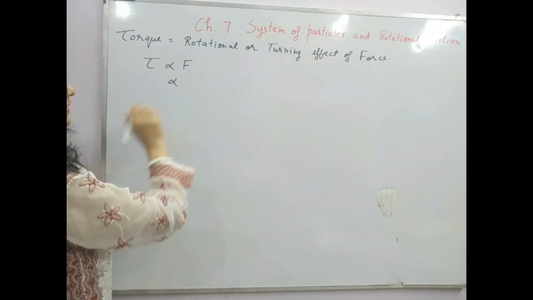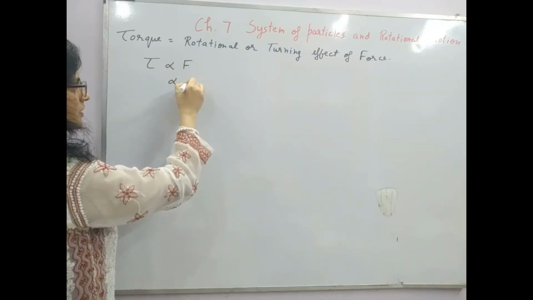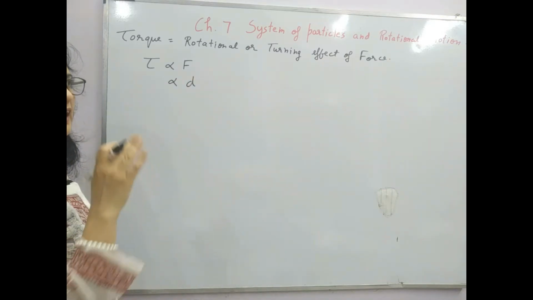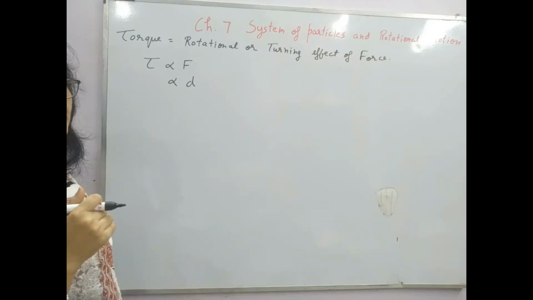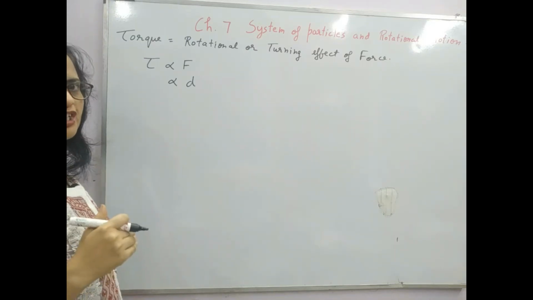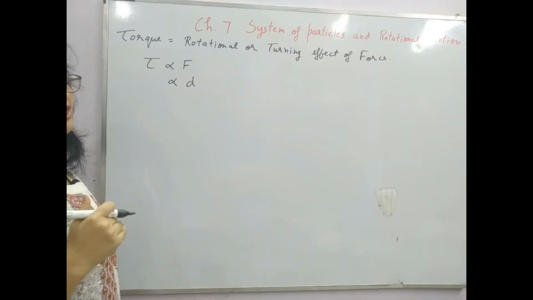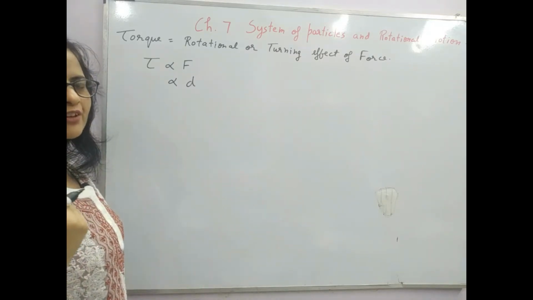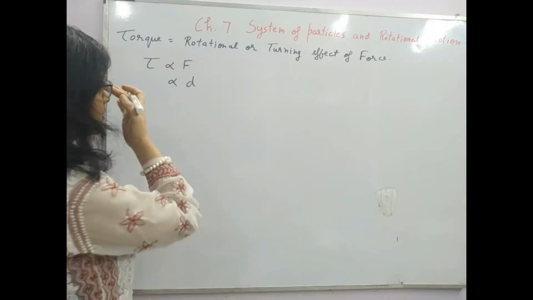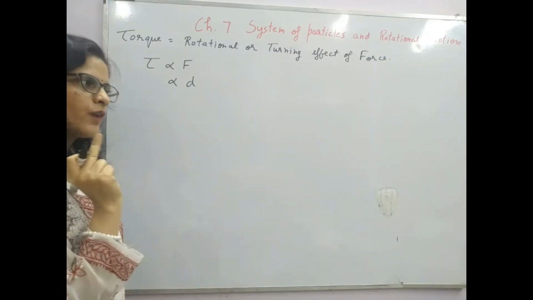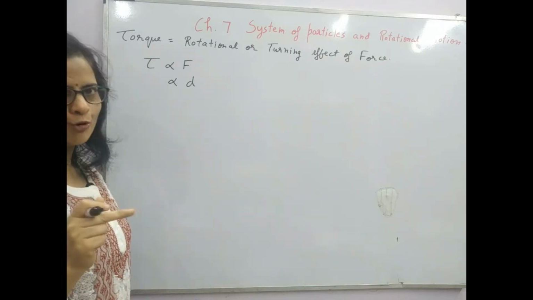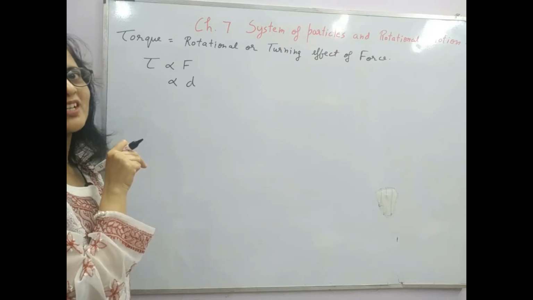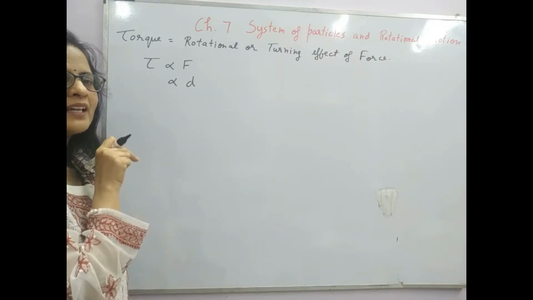And it also depends on the perpendicular distance from the axis of rotation. Like in this case, you had seen that the more the distance from the hinge, that is the axis of rotation, the more the rotational effect. So that's why the handles are provided at a distance far away from the hinges and not at the hinges. This also leads us to one conclusion: if we apply the force at the hinge, that is the axis of rotation, there will be no rotational effect. That means the torque will be zero.